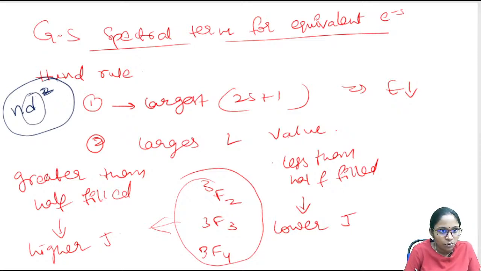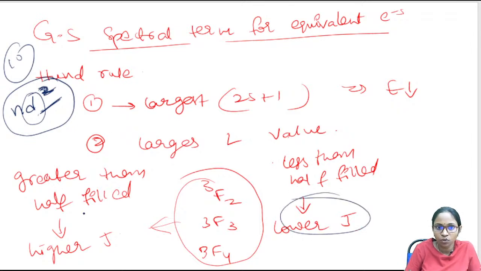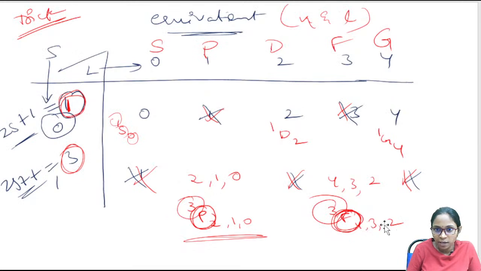right? So that means these 2 electrons are less than half filled. We can fill up to 10 electrons, here only 2 electrons are filled. That means here the D subshell is less than half filled. Therefore you have to go for the lower J value. So in this case the lower J value is 2, right?